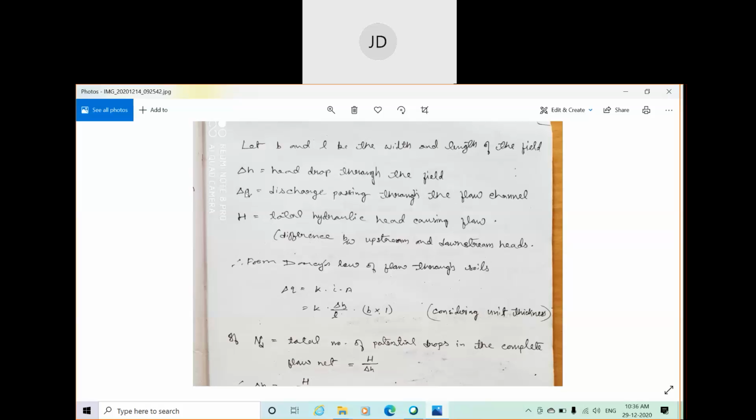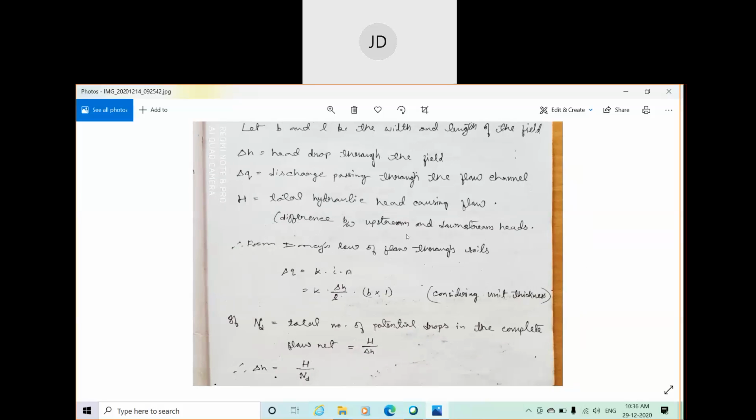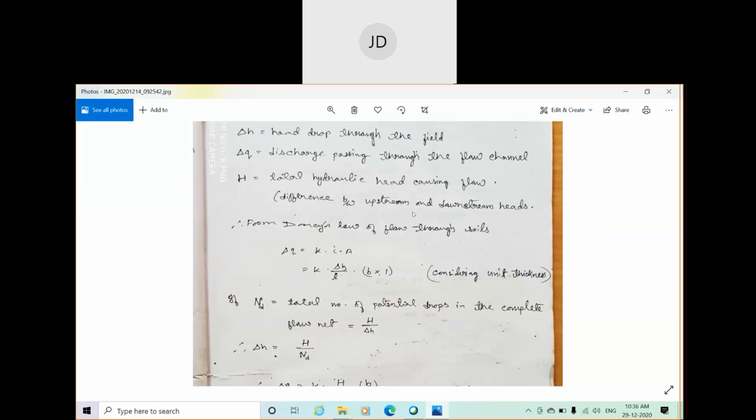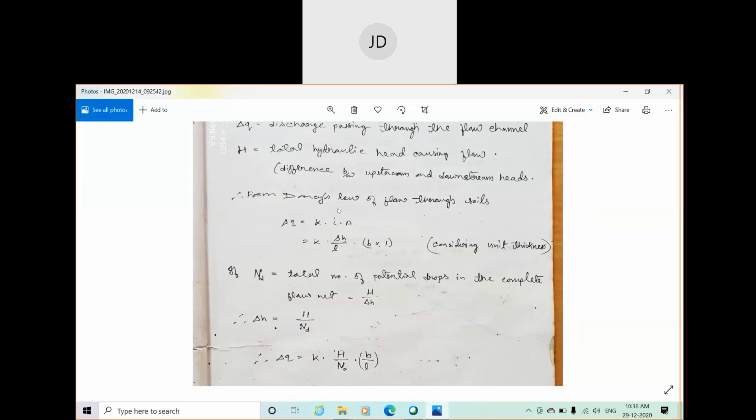Delta Q is the discharge passing through each flow channel. It is already discussed. Our main aim is to find out the total discharge. Now, as per Darcy's law, we know Q is equal to KIA. Discharge is equal to K into I into A. This is already known to you.